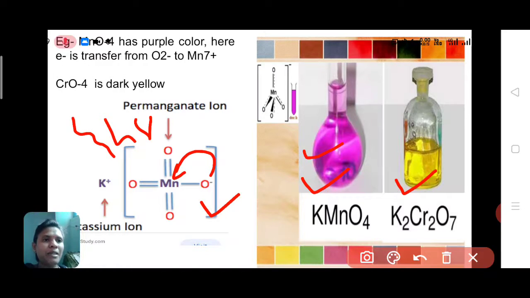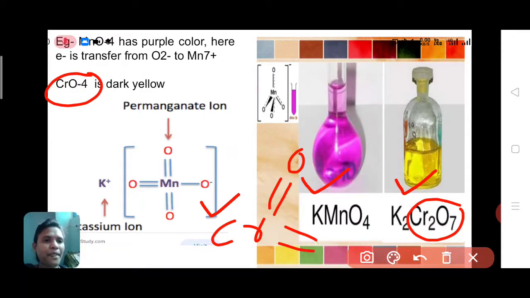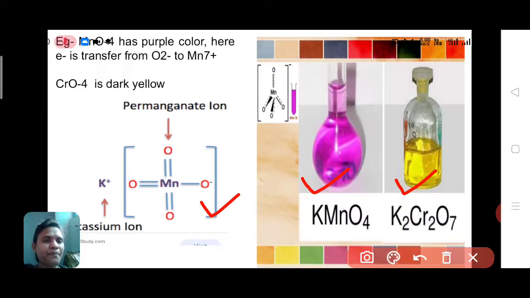Same mechanism is for dichromate ion. This is called chromate ion, CrO4 minus, and this is Cr2O7 minus, meaning dichromate ion. So this dichromate ion also shows the same phenomenon, that is transfer of electron from ligand to metal. In this chromium, oxygen is a ligand. Okay, one minute, we will see it again.